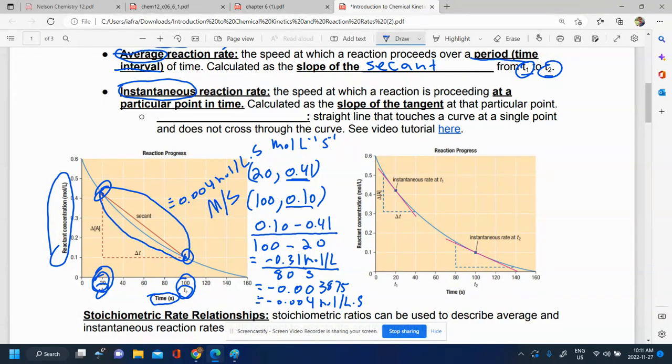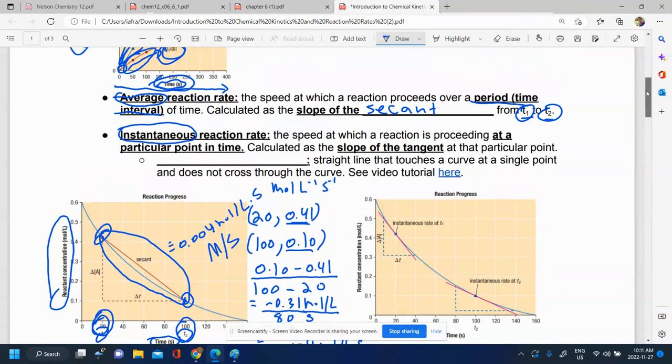Now, we're going to go take a look at another type of calculation you can do for rate of reaction. That's called the instantaneous reaction rate. This is a bit different. It's the rate of the reaction, the speed of the reaction at a particular point in time. So at a specific time, not a time interval, but literally at a specific time. So I might say at 20 seconds or at 100 seconds. And it's calculated a little bit differently. It's still a slope, but instead it's the slope of the tangent at that particular point that you're interested in.